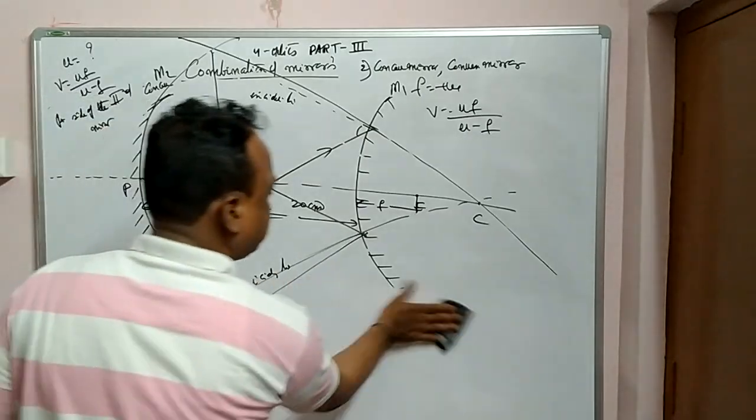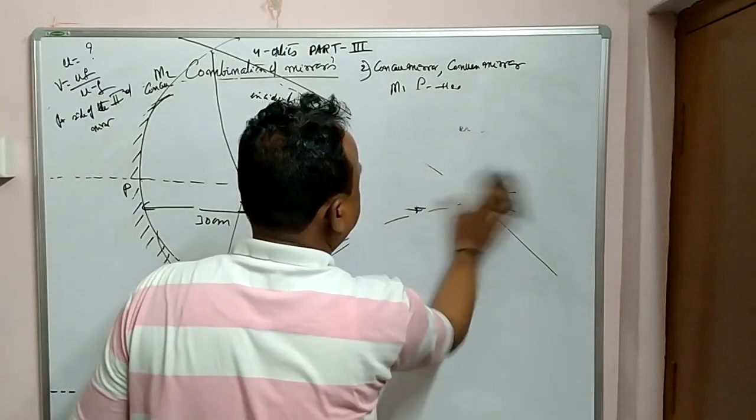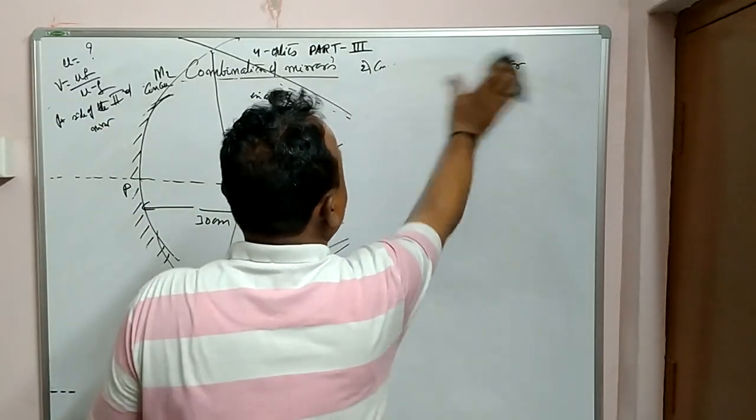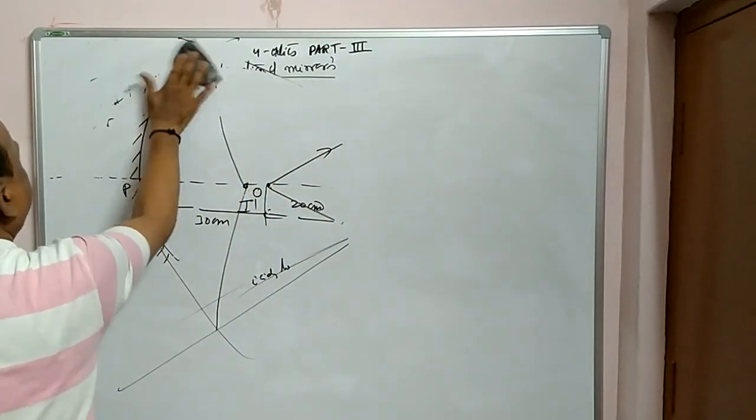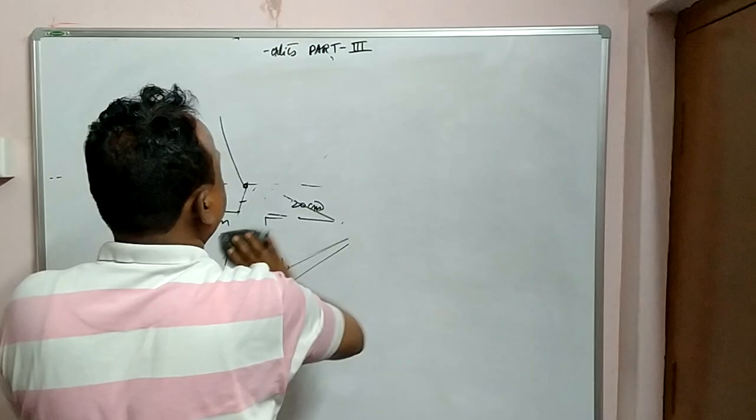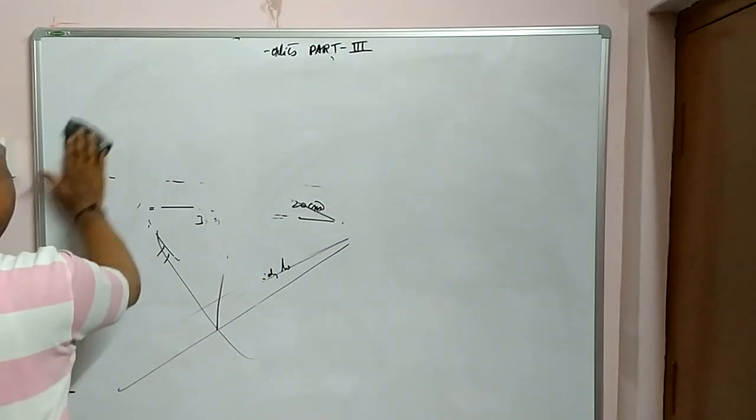Now the last problem: if the pole is not on the same axis, then what should we do? Let us see. Sometimes the pole is not on the same axis, so let us see what to do then.